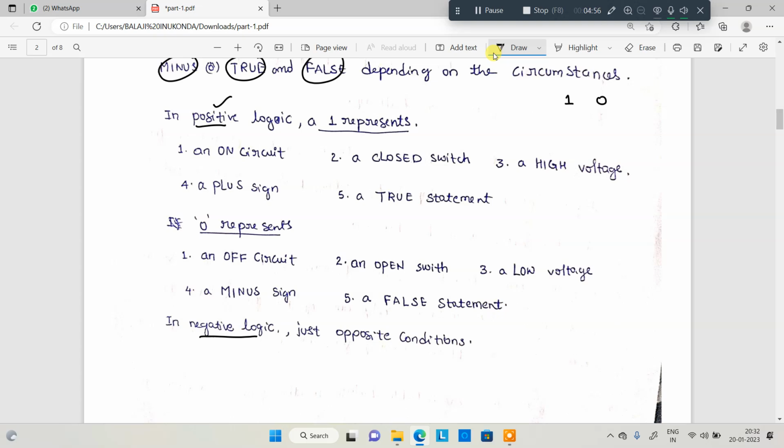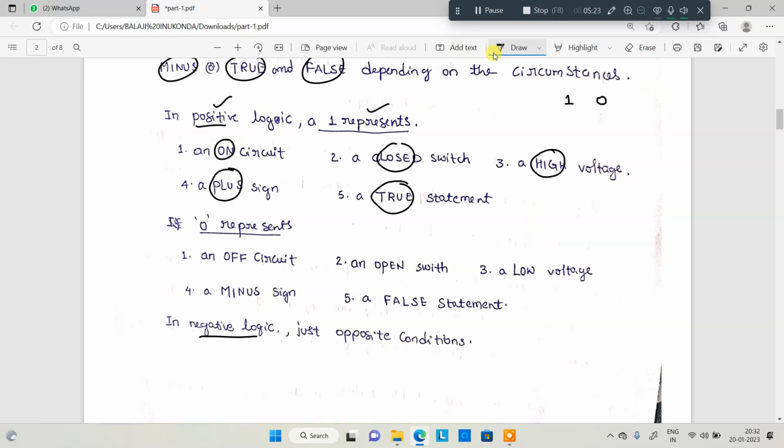Well, we will see what positive logic is. In positive logic, 1 is represented by an on circuit, a closed switch, a high voltage, a plus sign, and a true statement. If on, closed, high, plus, and true are considered as 1, that is called positive logic.